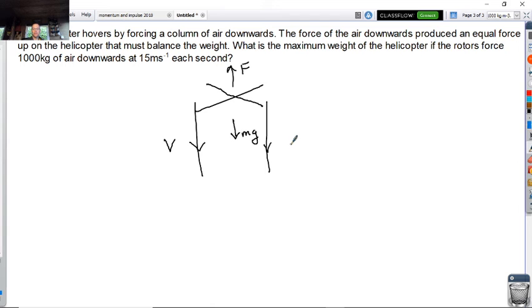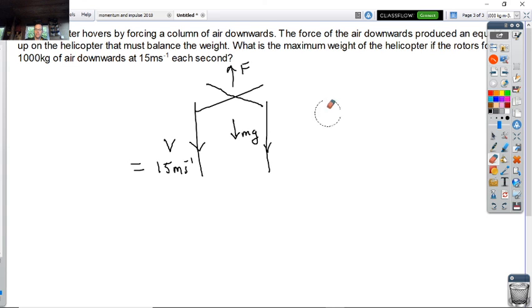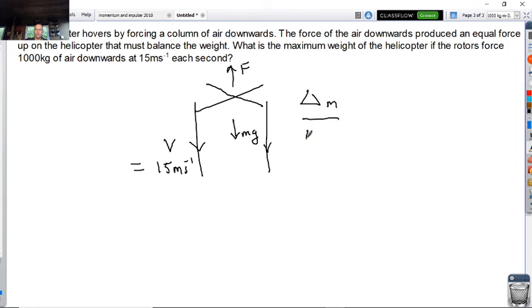And what's the maximum weight of the helicopter if the rotor forces 1000 kilograms of air downwards with a velocity of 15 meters per second? So there's my v again. And the trick in this one is to realize that the delta m over your delta t is going to be 1000 kilograms per second. And why? Because it says that each second. So work out the force.